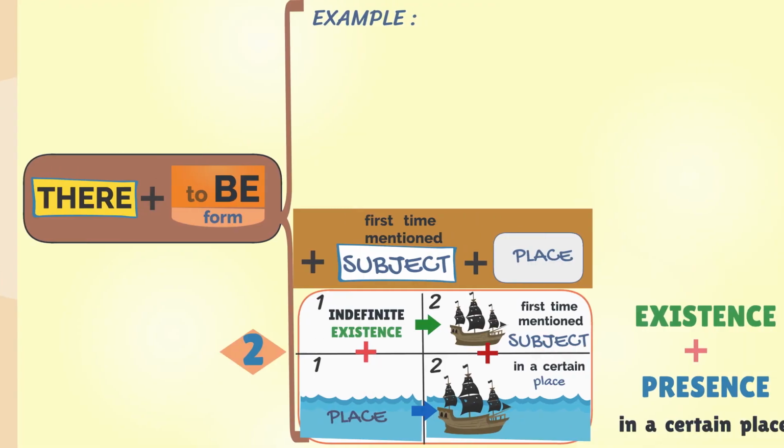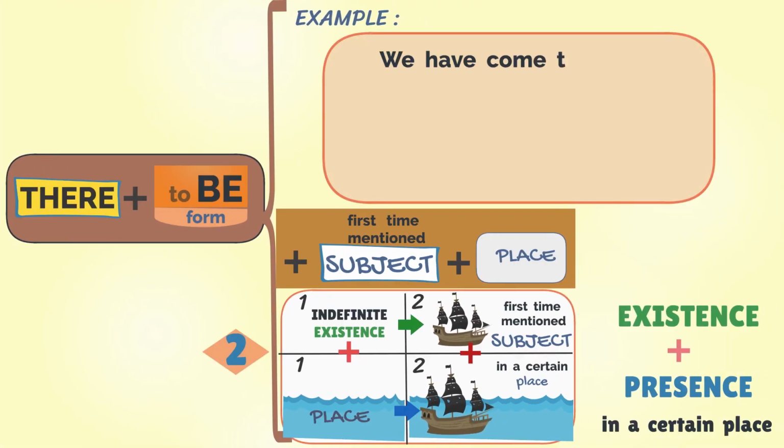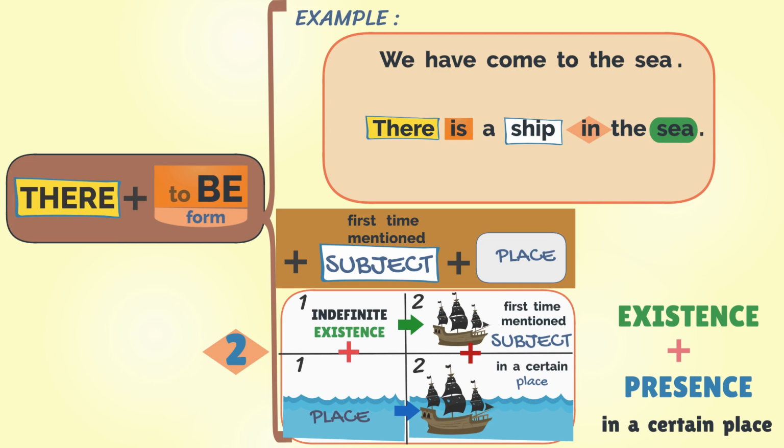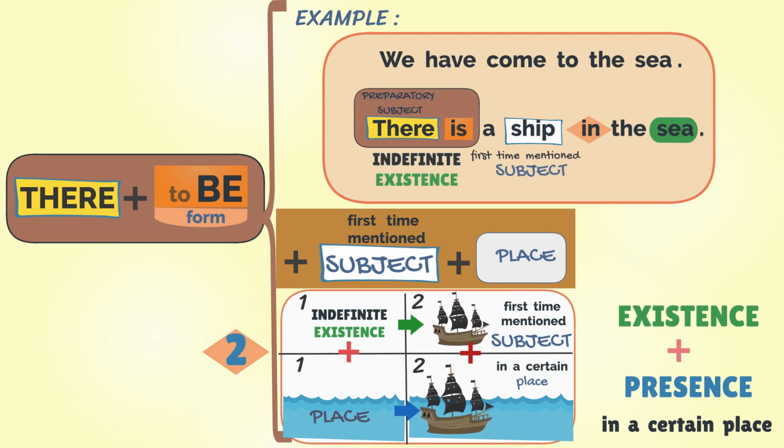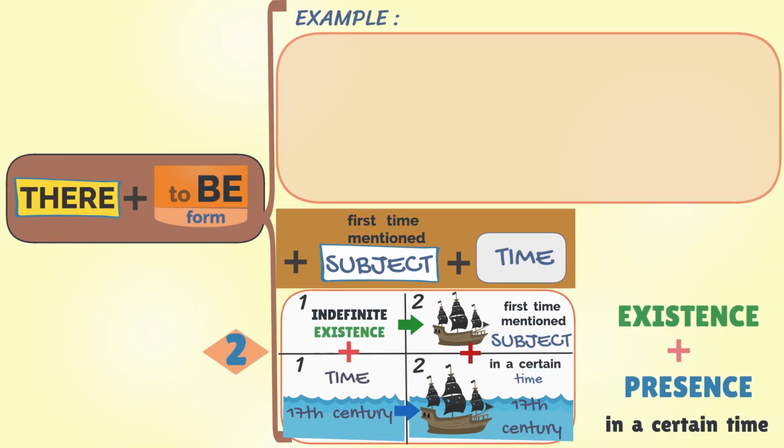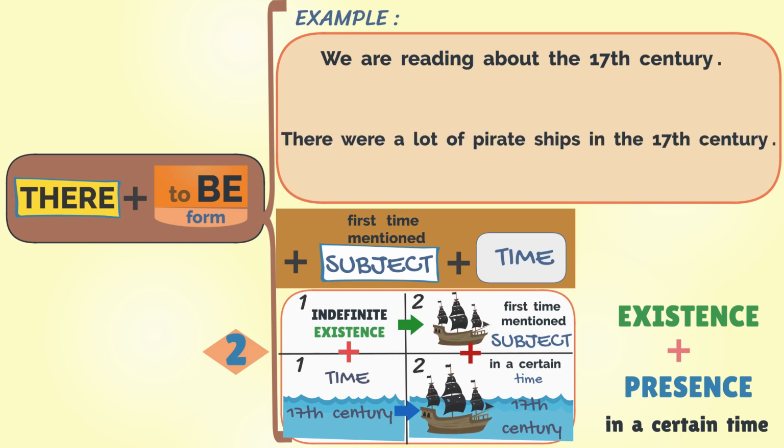Examples: we have come to the sea. There is a ship in the sea. We are reading about the 17th century. There were a lot of pirate ships in the 17th century.